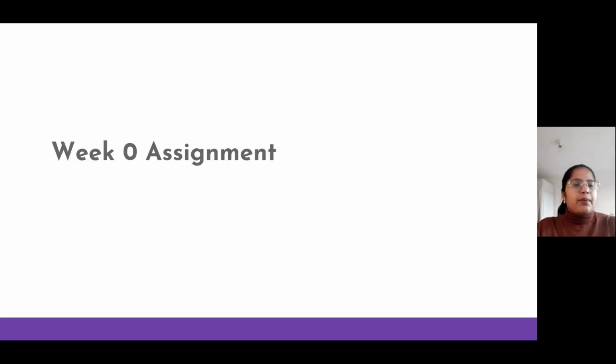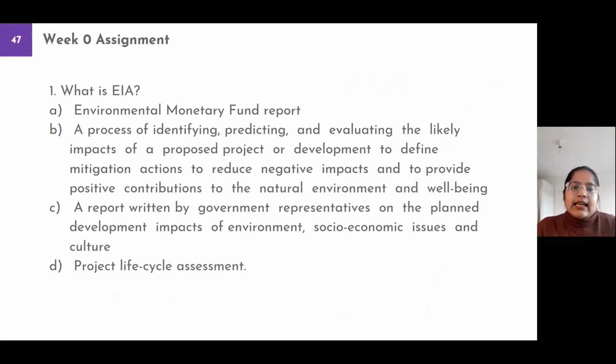So next we're going to look up at week 0 assignment. So what is EIA? Is it A, Environmental Monetary Fund report, or B, is it a process of identifying, predicting, and evaluating the likely impacts of a proposed project or development to define mitigation actions to reduce negative impacts and to provide positive contributions to the natural environment and well-being? Or C, a report written by government representatives on the planned development impacts of environment, socioeconomic issues, and culture? Or is it D, a project life cycle assessment?